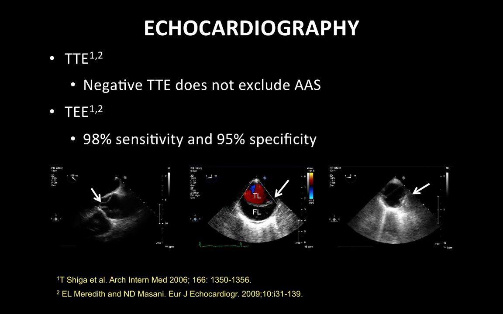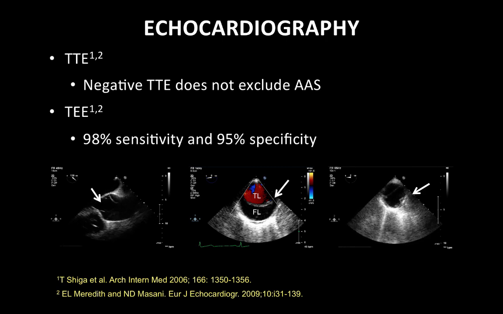That being said, a negative transthoracic echocardiogram does not exclude the presence of acute aortic syndrome because of the decreased sensitivity in evaluating the descending thoracic aorta. Transesophageal echocardiography is very accurate, with similar accuracy as CT and MR angiography. However, it does require the placement of an echocardiography probe into the esophagus, so it is a little invasive.